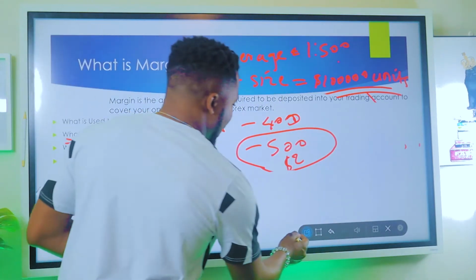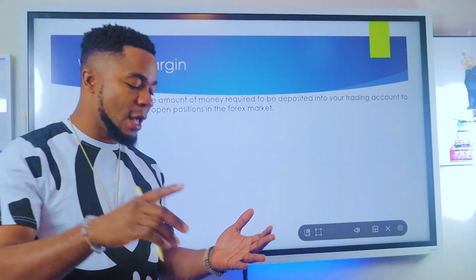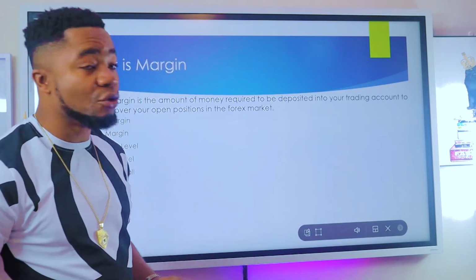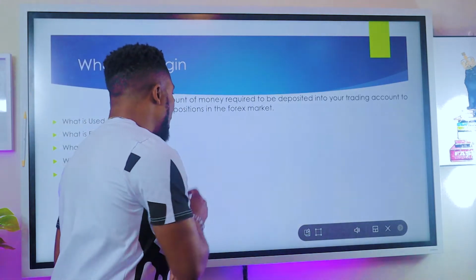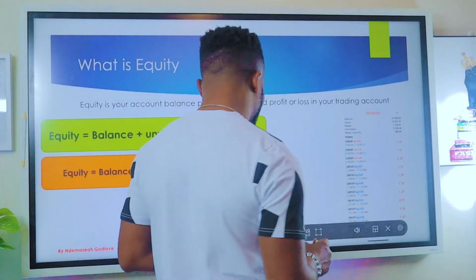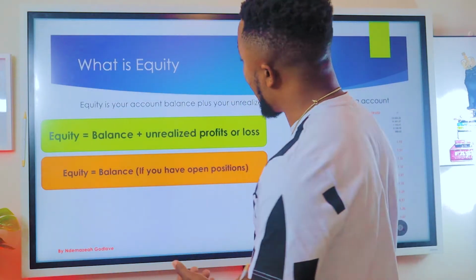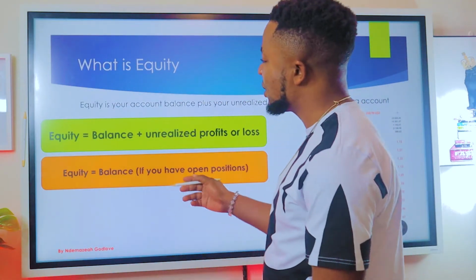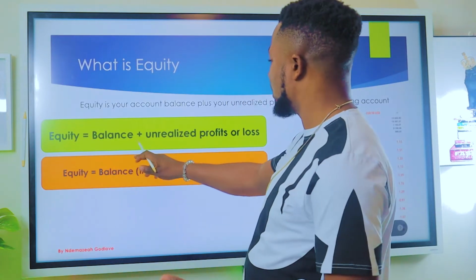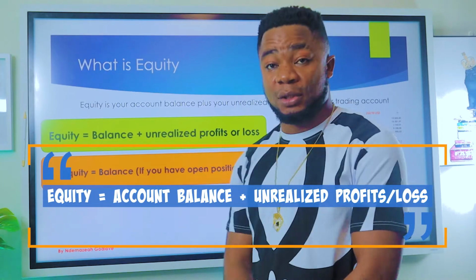So with that being said, we've already spoken about margin, used margin, margin level, stop out level, margin call, unused margin, and all of that. So now, what is equity? Equity is one of the best terms that I always like to use. Simply put, equity is your balance plus unrealized profit or loss.